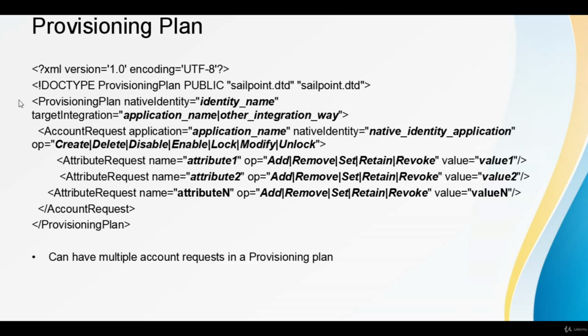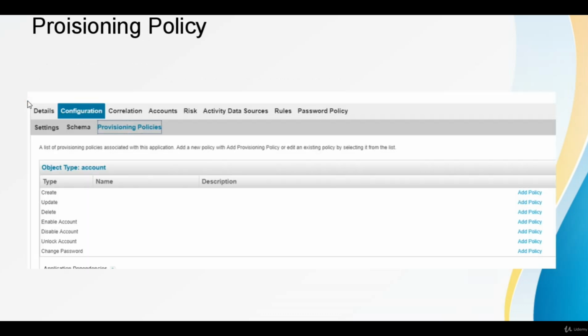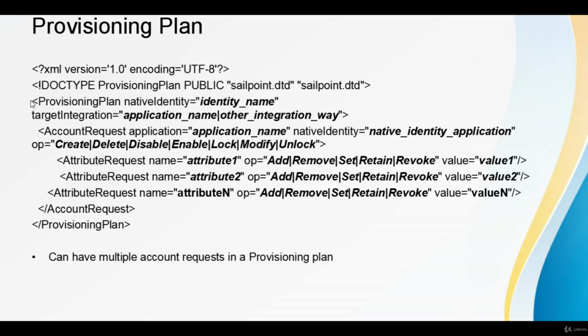So this is an XML, a sample XML in which I have a provisioning plan object. You can see here, this is a provisioning plan object tag, and it has certain things like native identity. So you can see we have a native identity in the provisioning plan object, or XML, which represents the provisioning plan object.